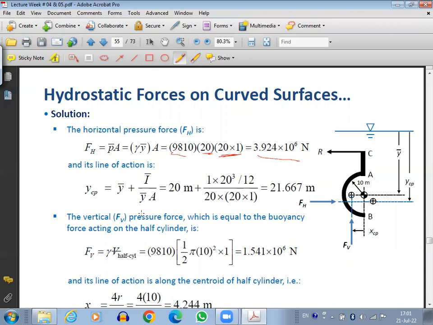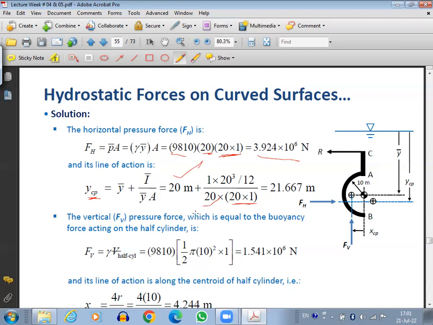For the horizontal force component, you also have to find the center of pressure. It will not be the same as the centroid because the surface is vertical. So it will be y bar plus I bar over y bar into A. Now y bar is clear, 20, which we have already discussed. The area will be 20 by 1, since we are talking about the projection.